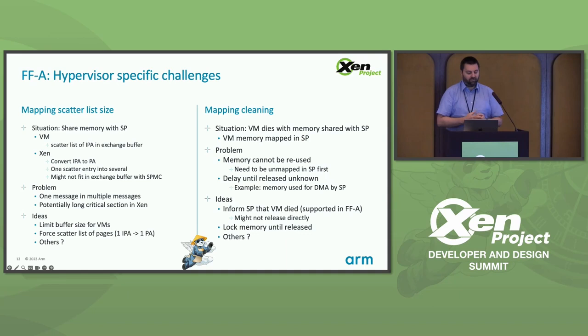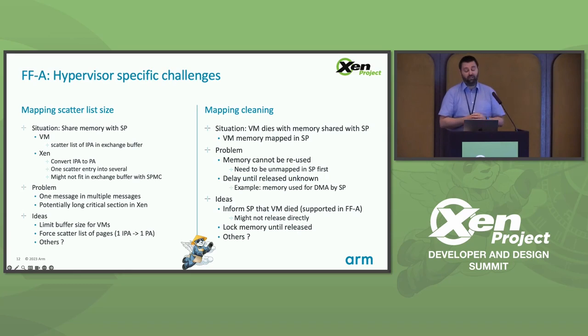First problem we have is the mapping scatter-gather list size. When a VM wants to share some memory with the secure world, the VM makes a scatter-gather list inside a shared memory with Xen. This scatter-gather list contains a list of areas of memory which are expressed in intermediate physical addresses, from the guest physical address point of view. Xen takes this list and has to convert these intermediate physical addresses into physical addresses, and creates a list in its own exchange buffer with the SPMC on the other side.